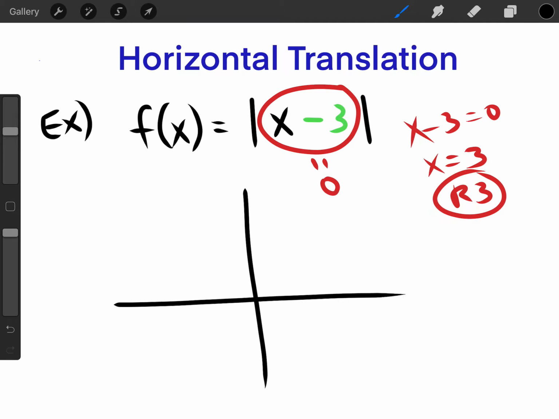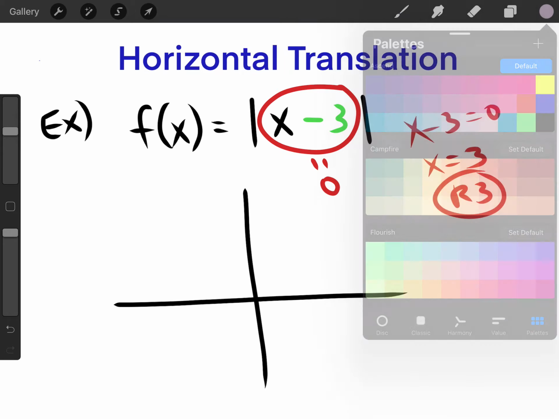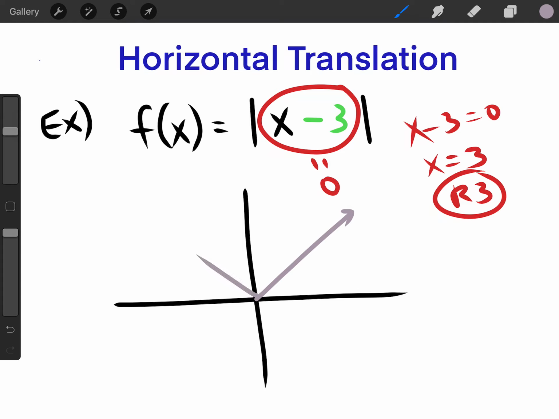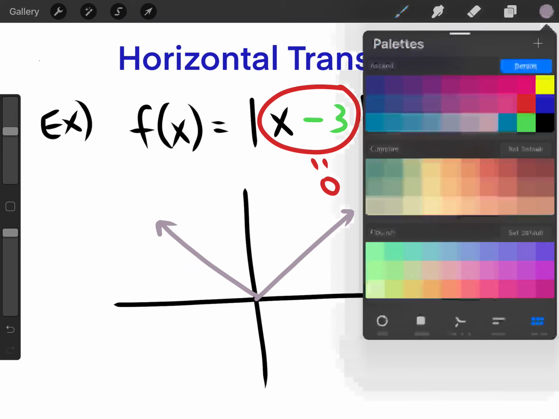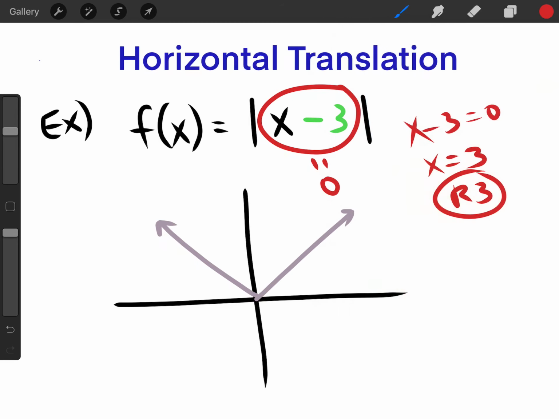So I'm going to show you guys how this looks. Start with the parent function. I'm going to draw a regular size V. There's no steeper or flatter in this case. There is no reflection. You're simply going to go towards the right by 3 units. So you start from the origin and go 1, 2, 3 towards the right by 3. Your V now is going to have its lowest point at x equals 3. This is x equals 3, right?